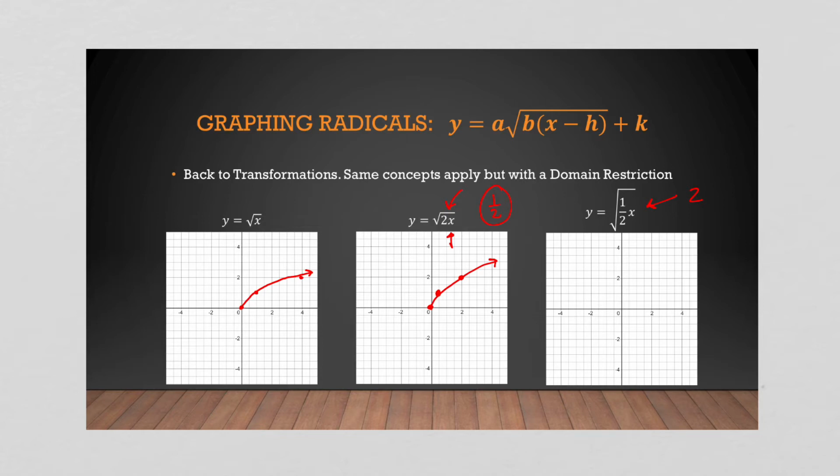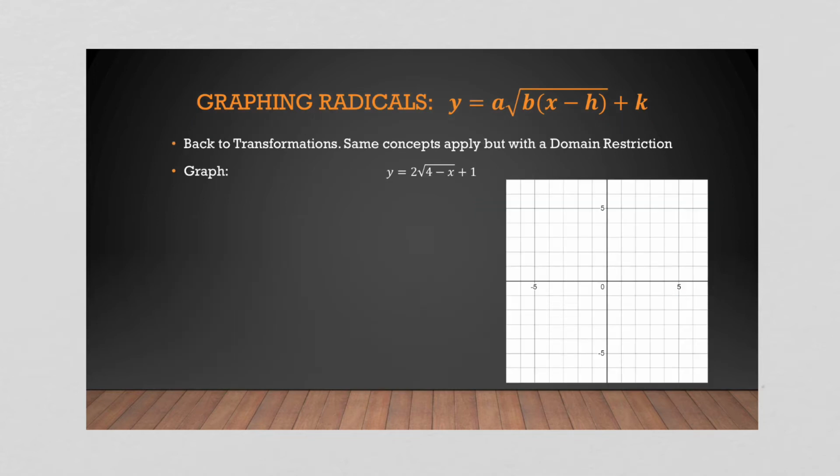So when x is 2, we have 1 under there. When x is 0, we still have 0. But then when x is 8, we would get 4 under our radical. So we'd be way over here at 8 before we get to 2. So you can see this has been stretched by a factor of 2. So you can see transformations pop up again and again. So let's put this together now and see what we end up with, okay?